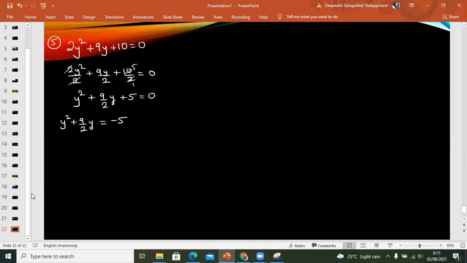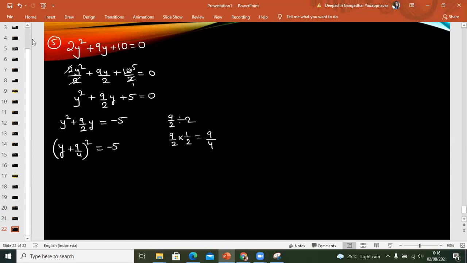Now, what is our next step? The middle number we have to divide by 2. Always the middle number has to be divided by 2. The middle number here is 9 by 2. That means 9 by 2 can be multiplied with half. Dividing by 2 or multiplying with half means the same. And now we cannot cancel anything. So this answer is 9 divided by 4 with a positive sign. So we can write here in the bracket, it's not x, it is y. So y plus 9 divided by 4 square equals negative 5.